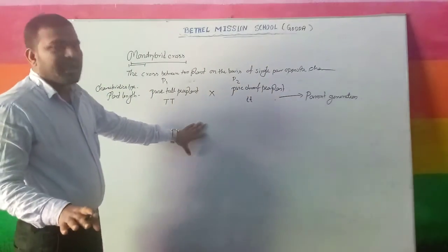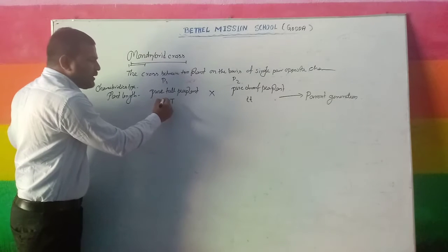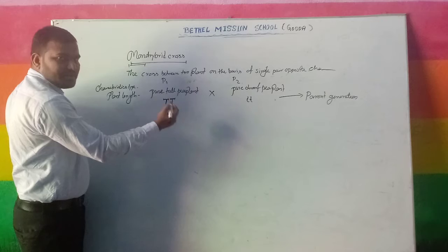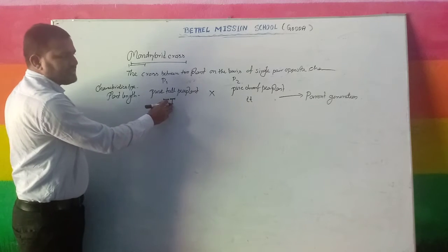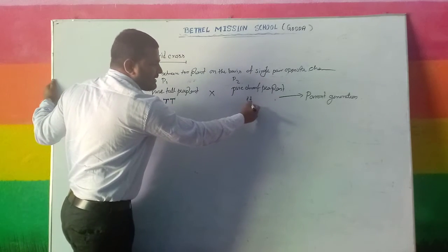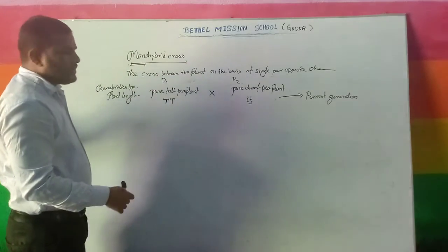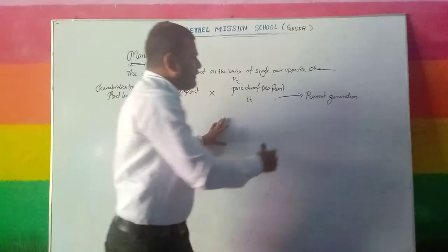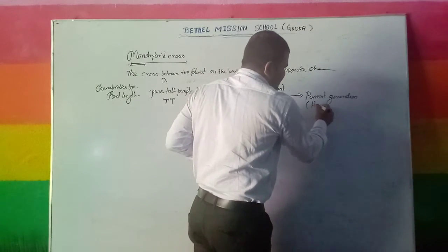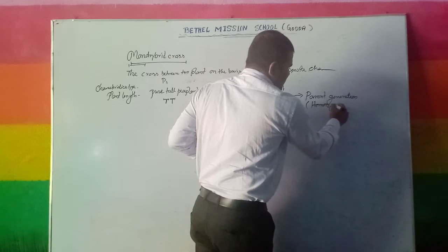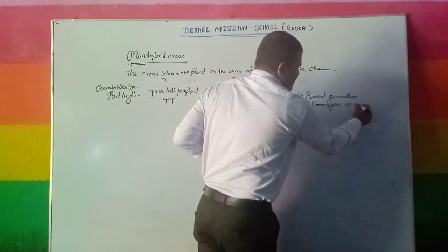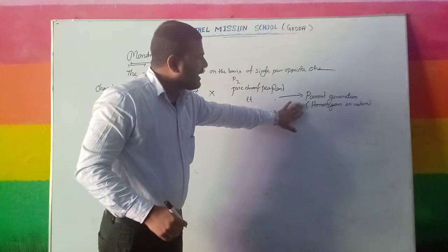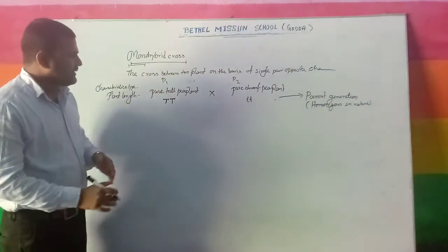Now, each parent is formed by a similar type of gene or factor. These are the factors. The capital T has its alternative form, which is also the capital T. Similarly, the small t has its alternative form, the small t. So, an organism formed by similar types of factors is termed homozygous in nature. So, in a monohybrid cross, the parents are homozygous in nature.